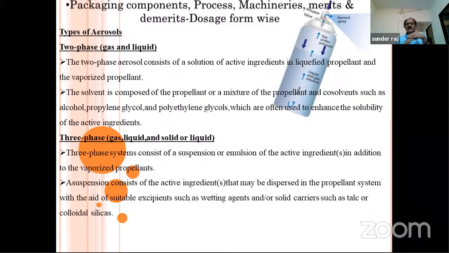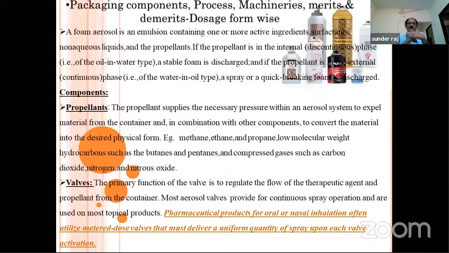There's one more kind of aerosol, the foam aerosol. It's an emulsion containing one or more active ingredients, surfactants, non-aqueous liquids, and the propellants. The propellant is an internal discontinuous phase. A stable foam is discharged, and if the propellant is in the internal phase, a quick-breaking foam is discharged. A very common type of this form is shaving foam. You might have used shaving foam. It is a kind of aerosol where surfactants are used, and there are a discontinuous phase and a continuous phase. While shaking, the foam will be formed inside, and when you apply pressure through the valve and actuator, the content comes out in the form of a foam. So this is one kind of aerosol.